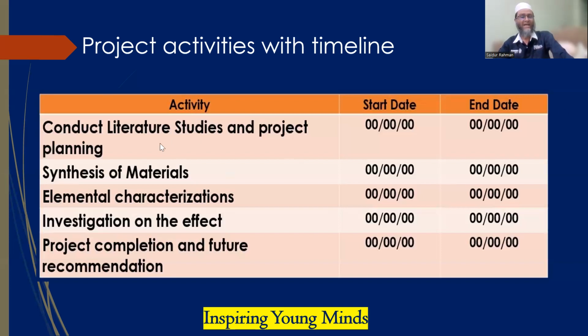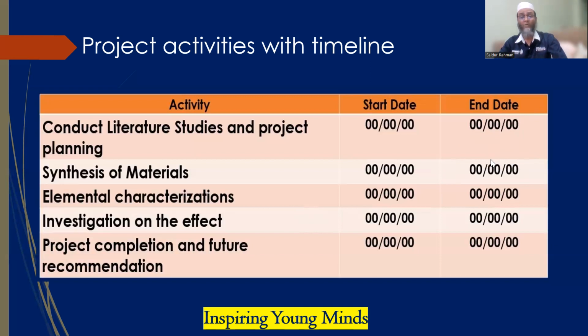So you can see these are the activities: synthesis of materials, elemental characterization. These are basically to generate the results outcome. Actually, you need all these types of activities. Okay, how much time is needed, start date, end date, you need to provide there. So now these are the activities, and also you need some outcome at the end of every date.